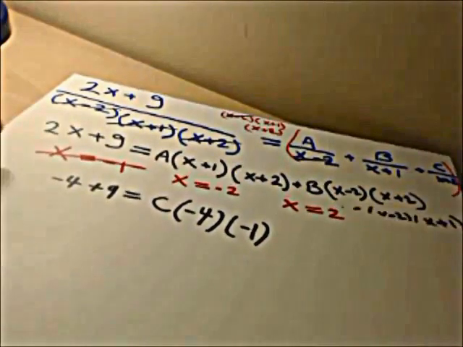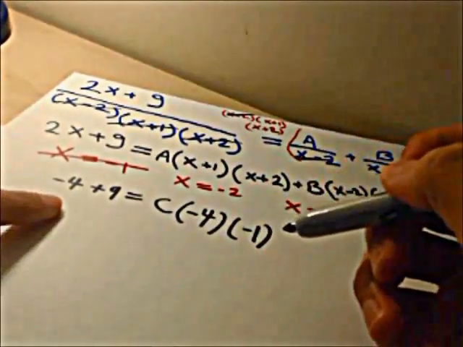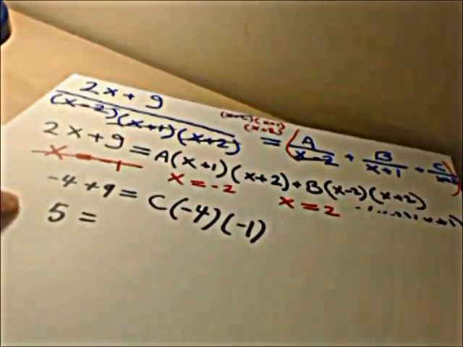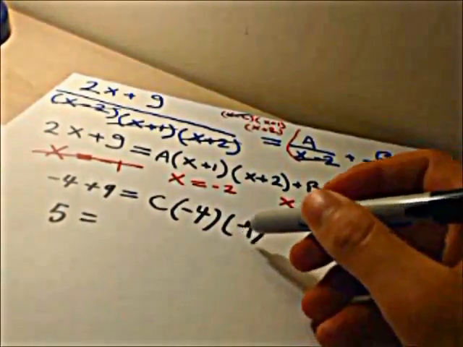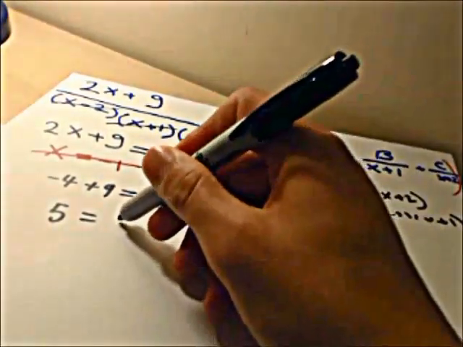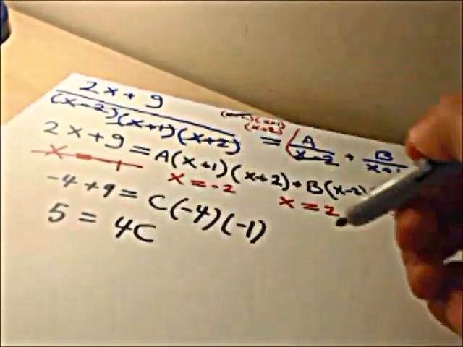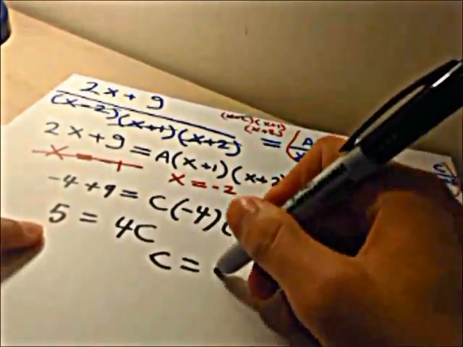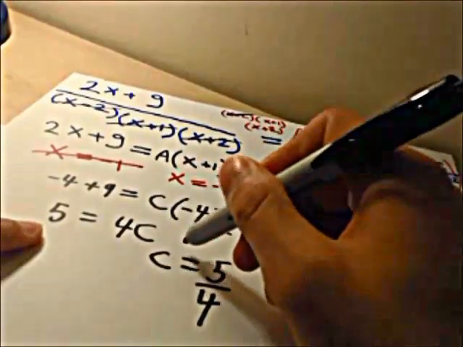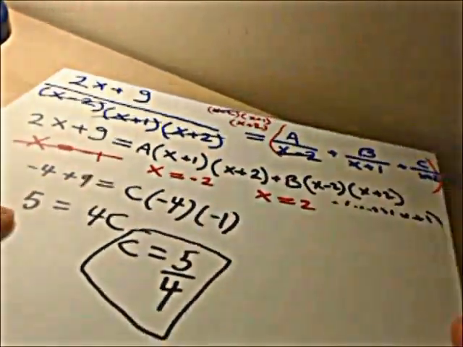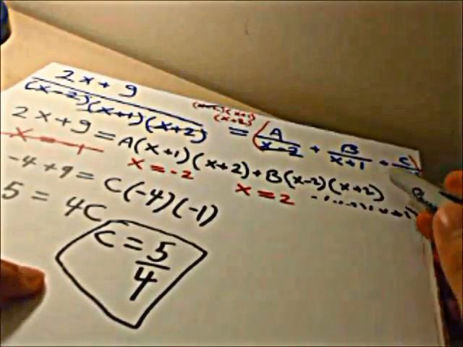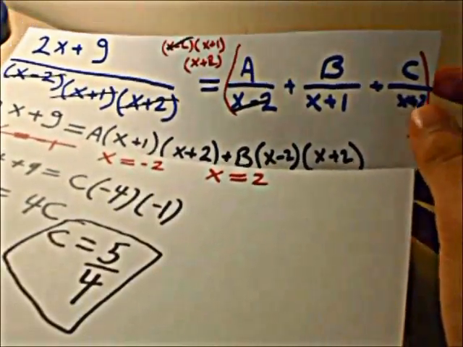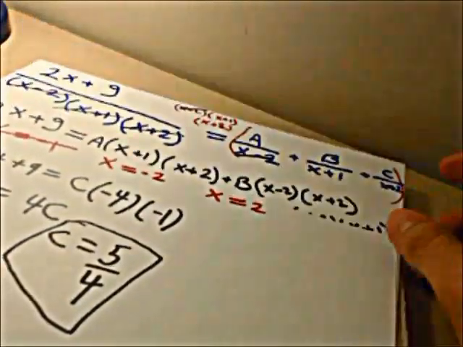So we literally just simplify that. After simplifying this, we get minus 4 plus 9 is positive 5. And minus 4 times minus 1 is positive 4. So we're left with 4 times c, which is 4c. So in that case, c would equal 5 over 4, and that's the value of c. We substitute c as 5 over 4 in the original partial fraction equation here.